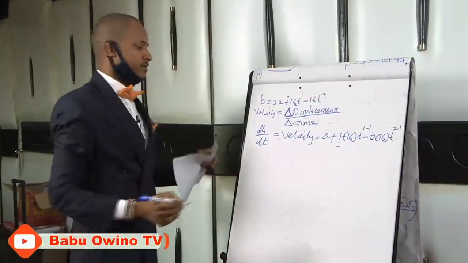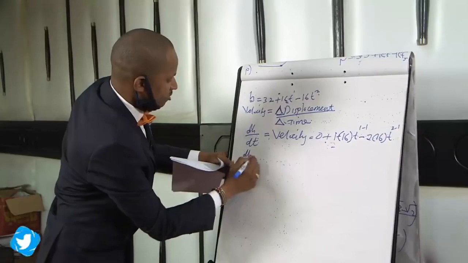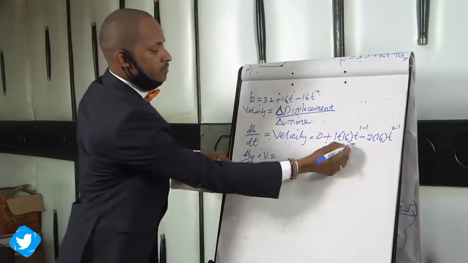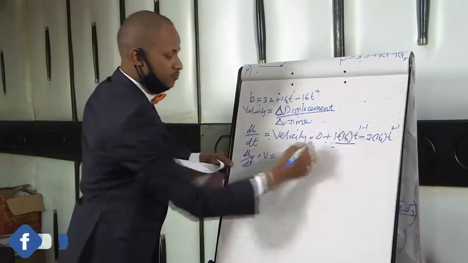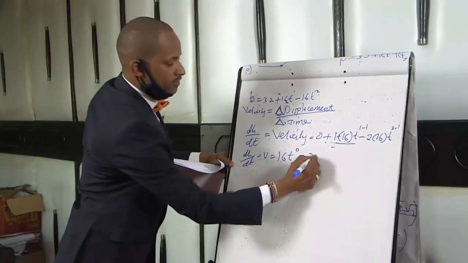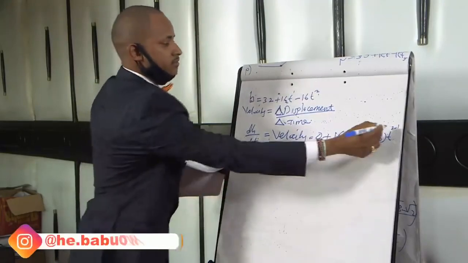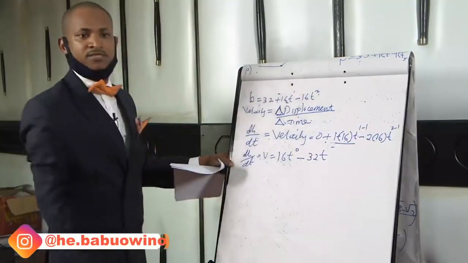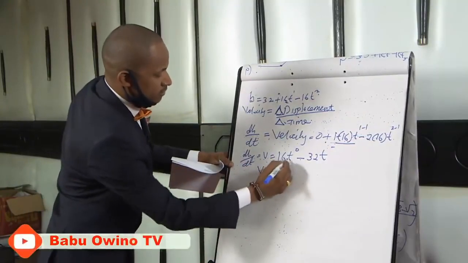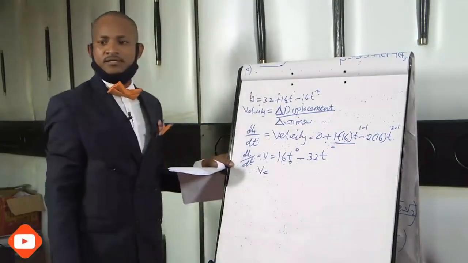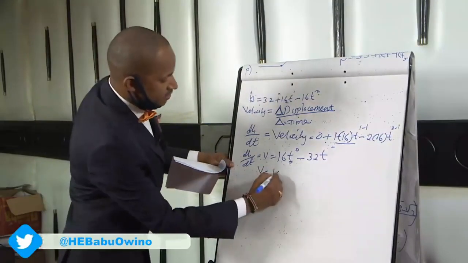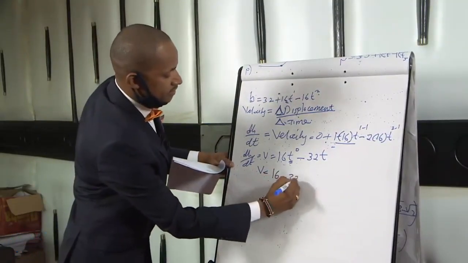You subtract 1. Now dh/dt, which is our velocity, equals 16t raised to power 0, minus 32t raised to power 1, which is still the same as 32t. As I told you earlier, any number or letter raised to power 0 is 1. Therefore, velocity is 16 minus 32t.